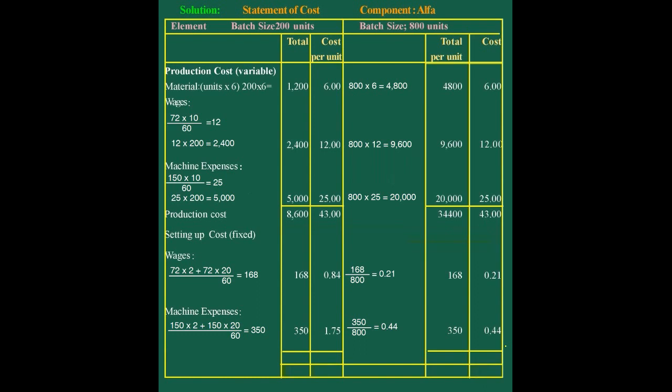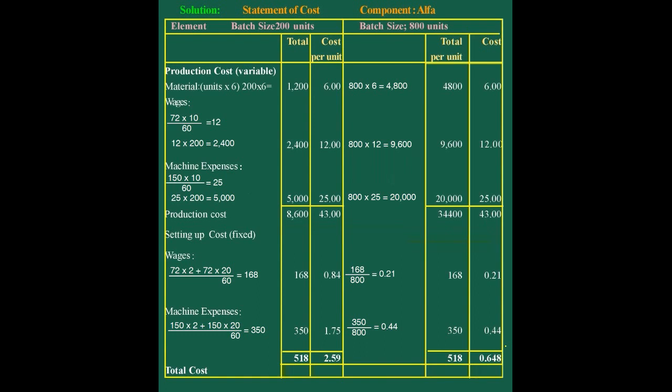So total setting up cost for 200 units is 518, whereas for 800 units it is 518. Same, because it is a fixed charge. Cost per unit varies. For 200 units, the cost per unit of setting up cost is 2.59, whereas for 800 units it is 0.648. Now let us go to total cost.